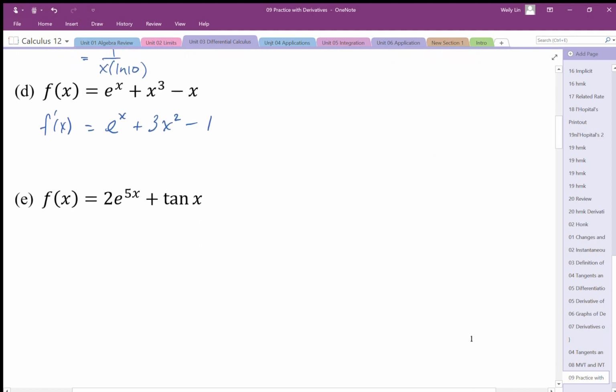For this one here, same thing, we just apply our rules to this. This is going to be 2e to the 5x, it just regenerates itself, but because of the horizontal compression, I need to multiply by 5, plus the derivative of tan is secant squared, and I can just simplify this into 10e to the 5x plus secant squared x. There's my derivative.